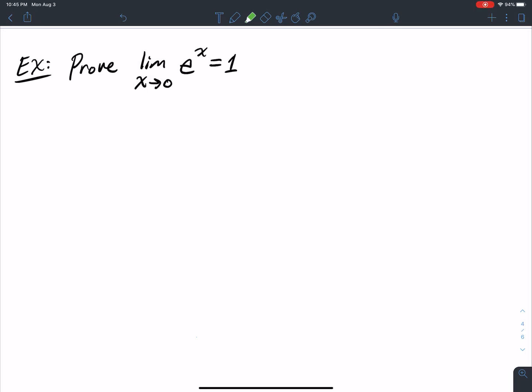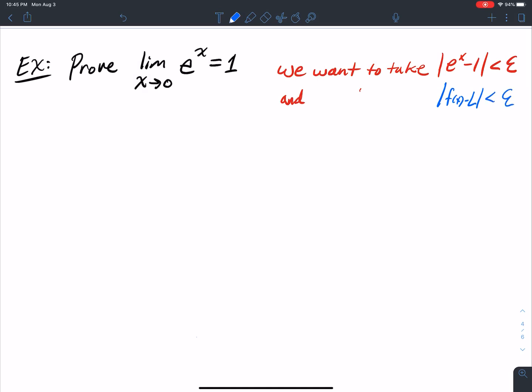Alright, so in this last video, we're going to prove the limit as x goes to 0 of e to the x equals 1, right? So first, remember, we have absolute value f of x minus L is less than epsilon as our definition. Our function is f of x equal to e to the x, and our limit is 1, okay? So e to the x minus 1, and then we want that to be turned into x minus c, where c here is 0. So x minus 0 is less than some delta, okay?